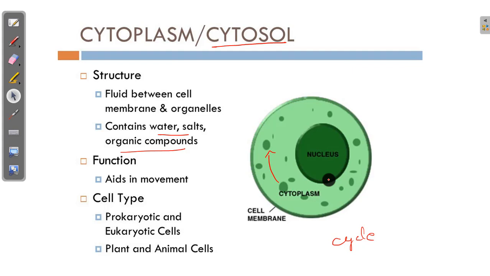Where is the cytoplasm present? Is it present in all types of cells? Yes, it is present in all types of cells. Whether it be a prokaryotic cell, eukaryotic cell, plant cell or animal cell, cytoplasm is present in all types of cells. So basically, when you study cell organelles, you have to study their structure and their function. So what is the structure of cytoplasm? Yes, it is a jelly-like liquid.